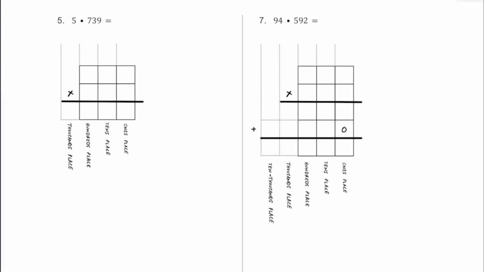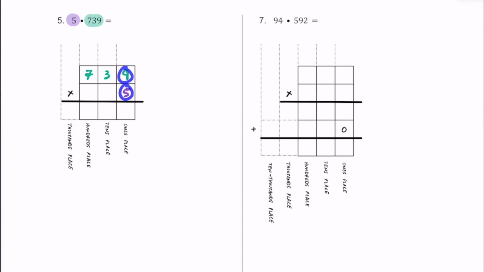Here's number 5. All right, for number 5, we have 5 times 739. Now, even though it's in a different order where the one with less digits is first, the 739 has more digits, so we're going to put that on top. Let's put 739 right up here. And then the second digit that we're going to have is this 5. It only has one digit, so that's going to go on bottom in the ones place. All right, let's get started.